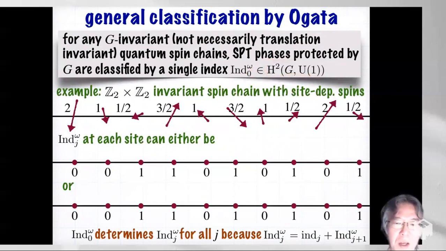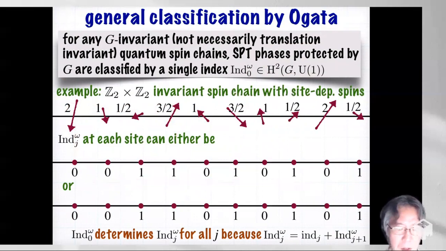So this is a very artificial example, but consider a Z2 cross Z2 invariant spin chain with site-dependent spins. This is just arbitrary, but suppose that the spin on each site is very different, and it's kind of random like this. In this case, the local spin index is given like this. This is an integer, it's 0. This is half of an integer, it's 1, and so on.